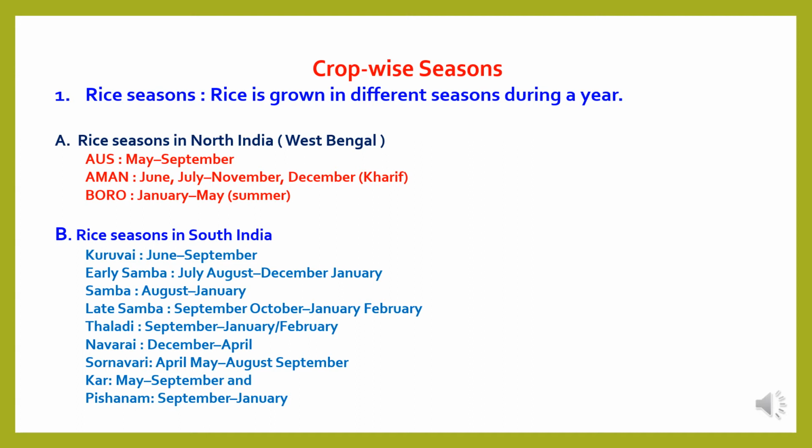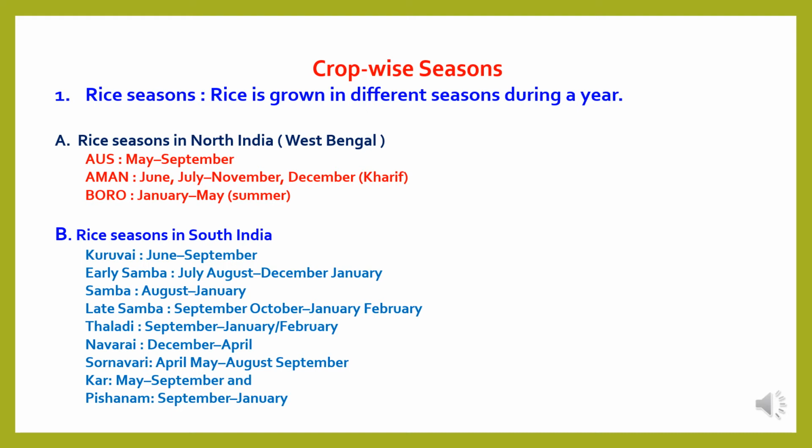It is of different types in various states like AP, Tamil Nadu, Karnataka, Andhra Pradesh, etc. Like Kuruvarai. This prevails from June to September. Then early Samba. It starts from July, August and ends in December, January. After that, Samba. It prevails from August to January. Then late Samba season, which is from September to February months. Then Thaladi, which is from September to February.